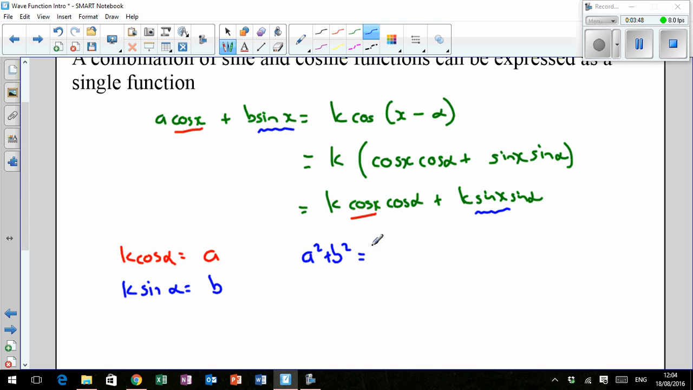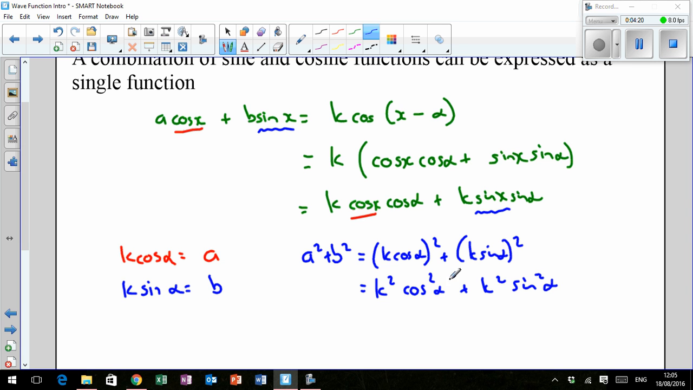Okay, now a squared plus b squared really means k squared cos squared alpha. In fact, I'm just going to go back and do that in a bit more detail. So it's going to be (k cos alpha) squared plus (k sin alpha) squared. Now that is k squared cos squared alpha plus k squared sin squared alpha.